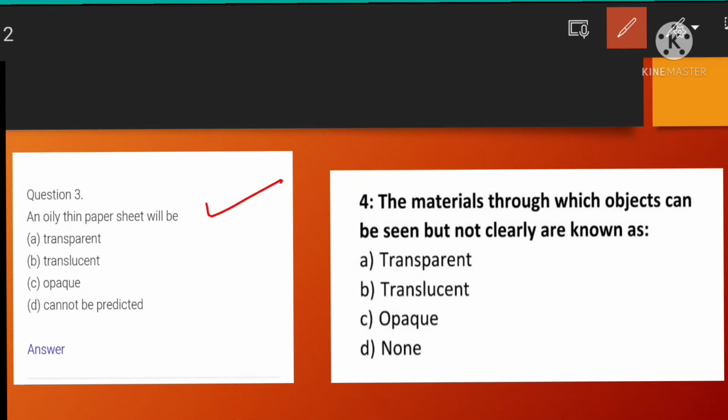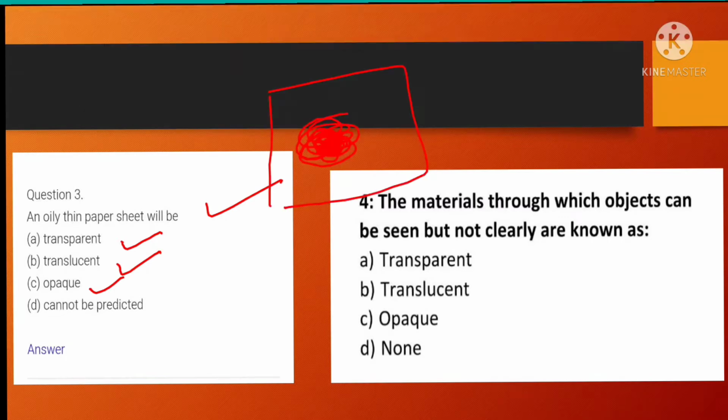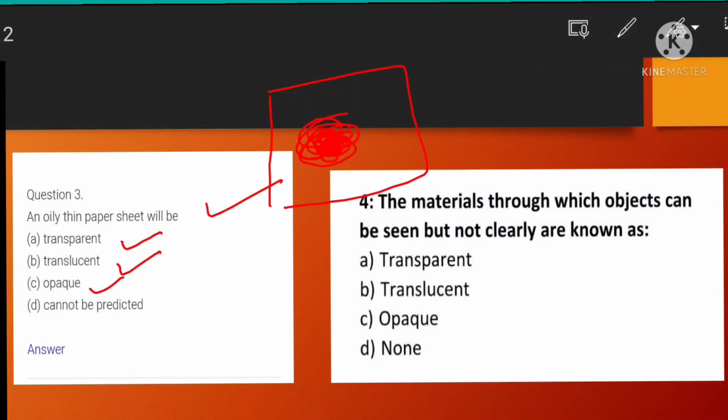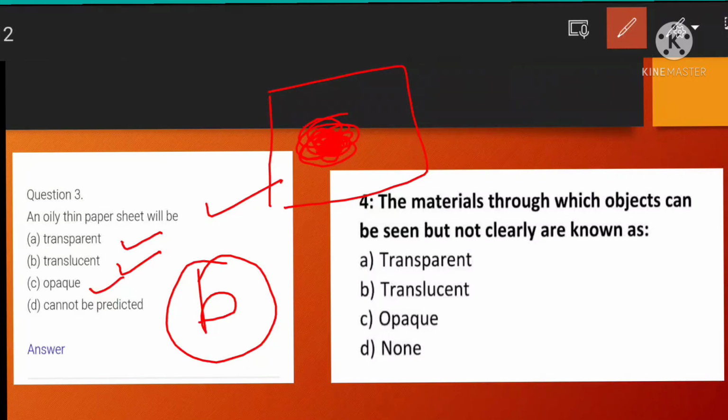An oily thin paper sheet will be transparent, translucent, opaque, or it cannot be predicted. You take a piece of paper, put some oil drops there, and you will see that at the place where the oil drop is poured, you can see things which are present behind it, but you cannot see very clearly. So the correct answer is B. It is neither transparent nor opaque. It is translucent. So my answer is B. I hope you all have given this correct answer.